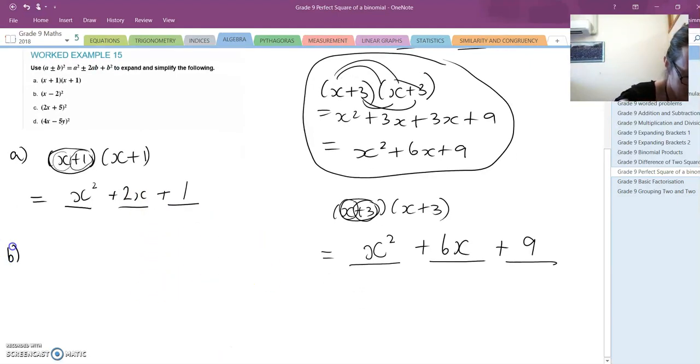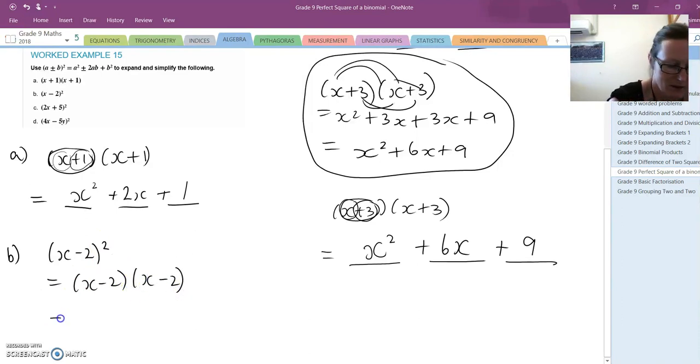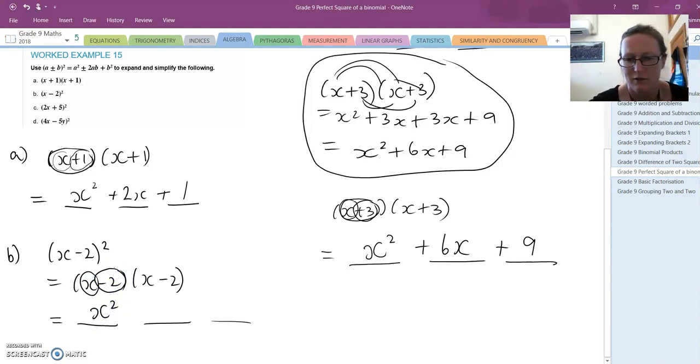Second one, x minus 2 squared. So x minus 2 squared is x minus 2, x minus 2. Yep, what's in the brackets is exactly the same, including the sign. So we are going to end up with 3 terms in our answer. The first term is the square of the first term in the brackets. The square of x is x squared. The last term is the square of negative 2. Negative 2 squared is positive 4. The middle term, let's times x by negative 2. That's negative 2x, double it, negative 4x.